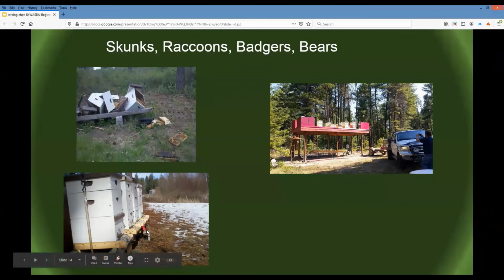So, that's Ellen and Jack's bees? Yes, oh yes. God, yeah.